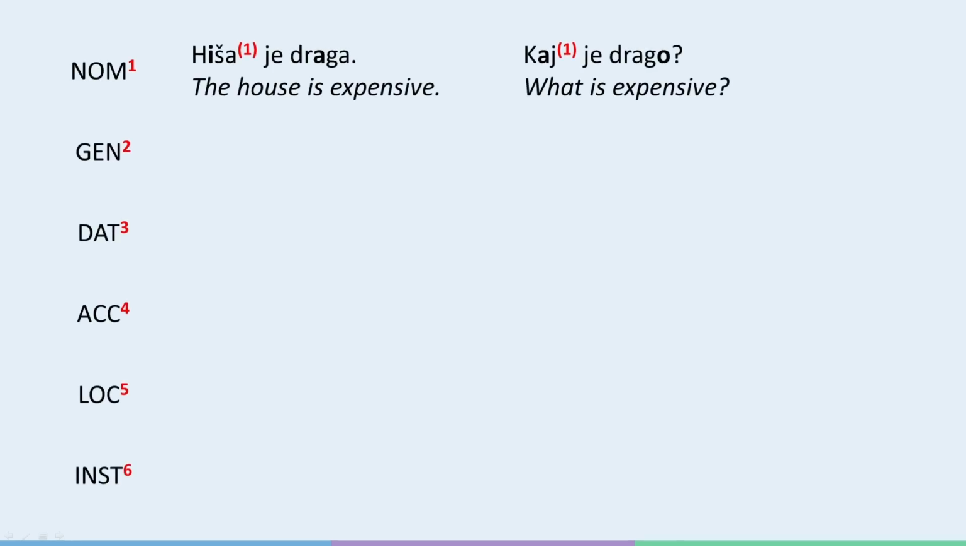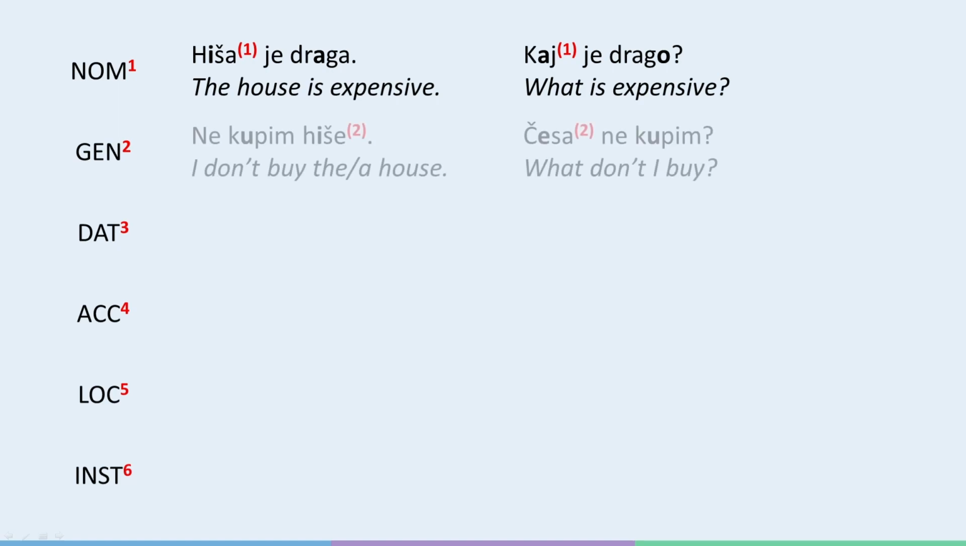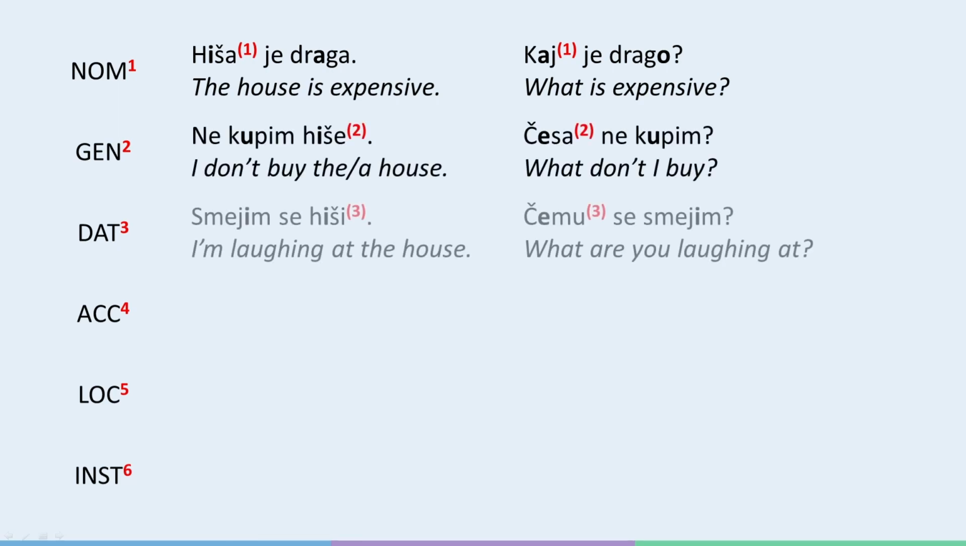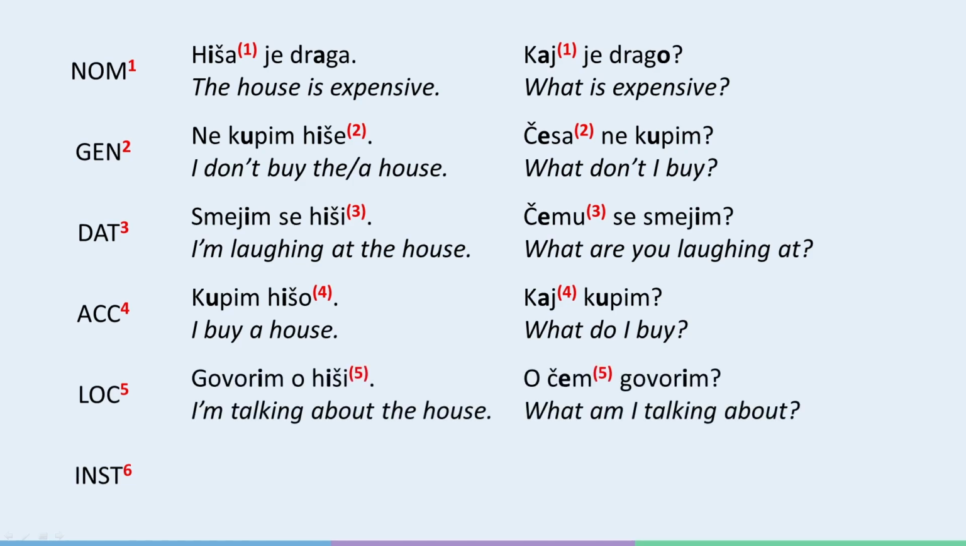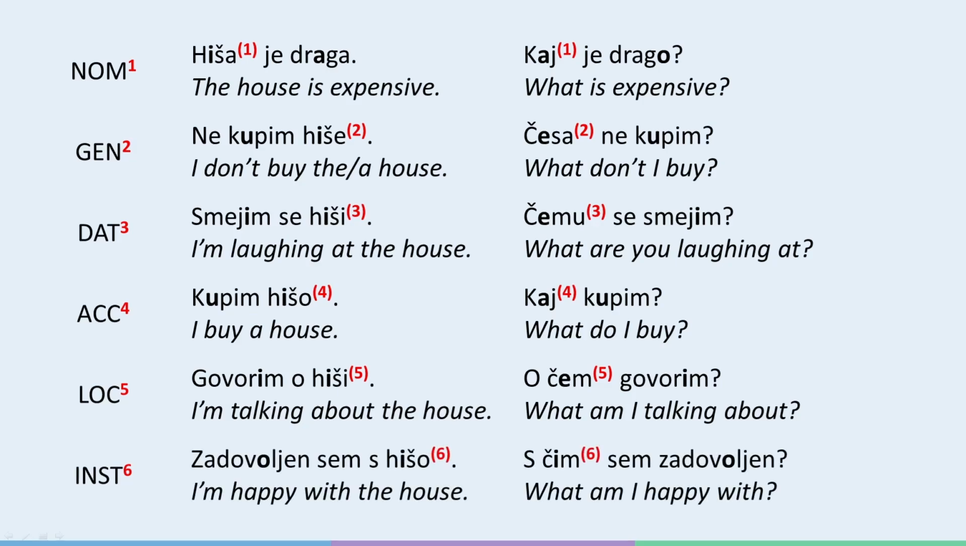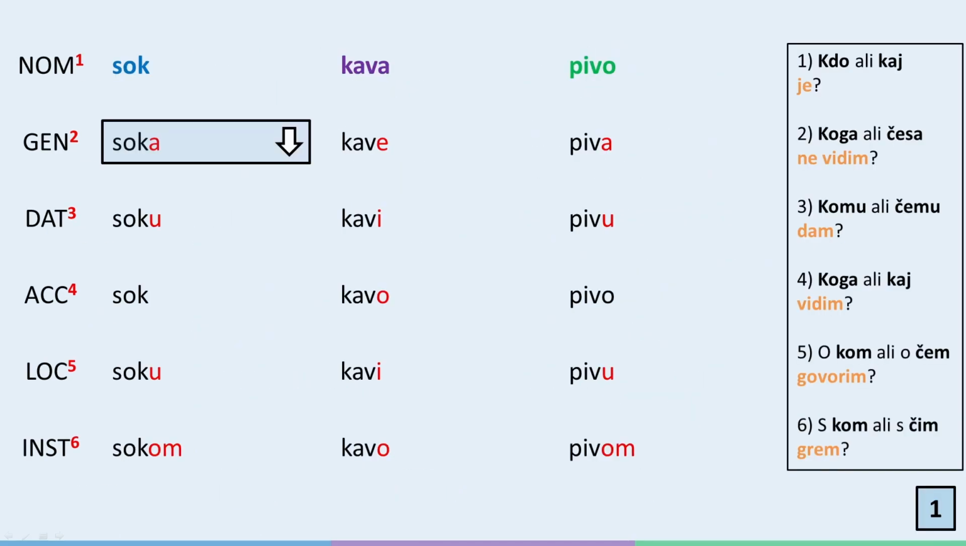Hiša je draga, kaj je drago? Ne kupim hiše, česa ne kupim? Smejim se hiši, čemu se smejim? Kupim hišo, kaj kupim? Govorim o hiši, o čem govorim? Zadovoljen sem s hišo, s čim sem zadovoljen?